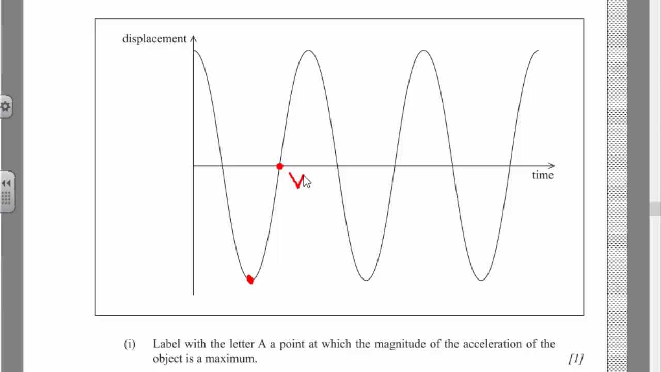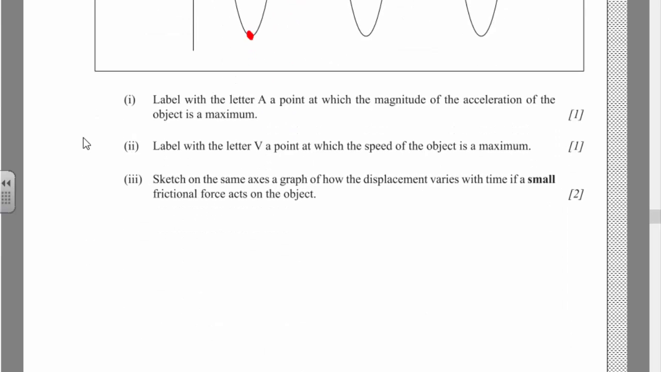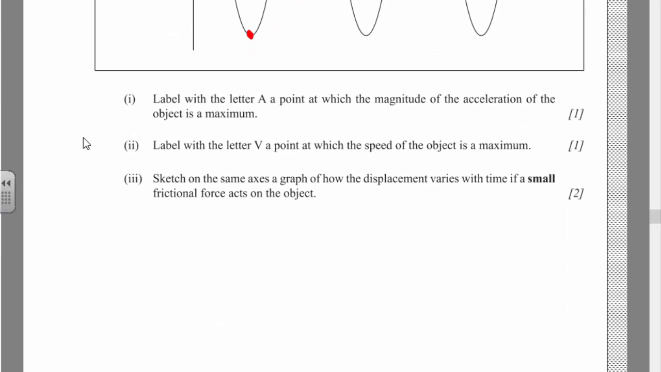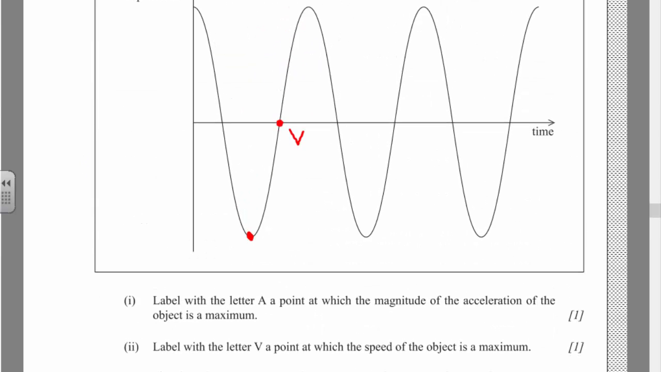Sketch on the same axes a graph of how the displacement varies with time if a small frictional force acts on the object. Okay, so we're starting at the same position. The first quarter of it is going to look very similar, so it's going to go through this point. But then it's going to start to lose energy and go through a slightly lower point. It's going to remain exactly in phase with the original one, according to the IB curriculum, but the amplitude is going to get progressively smaller and smaller.